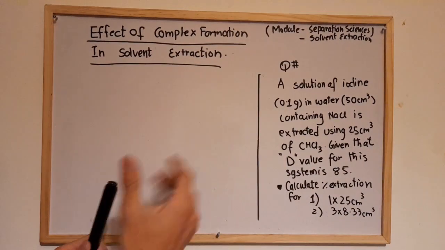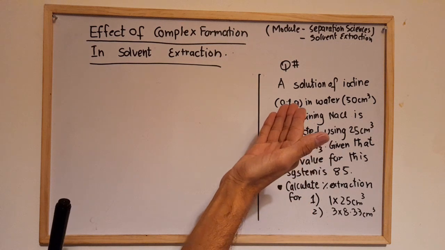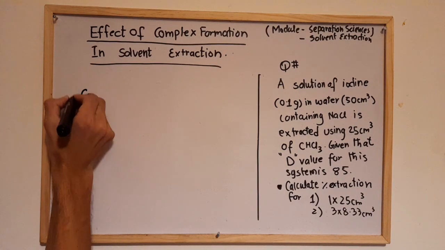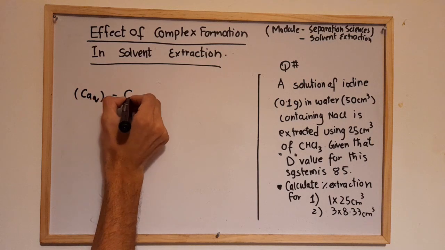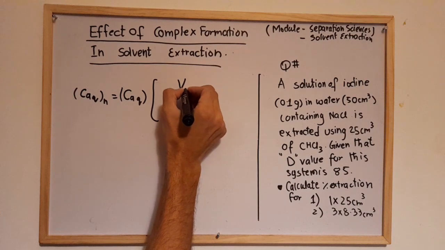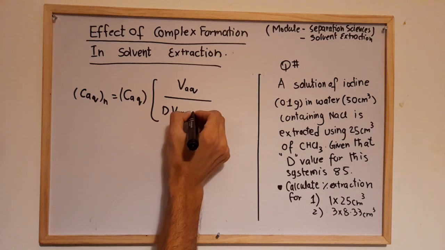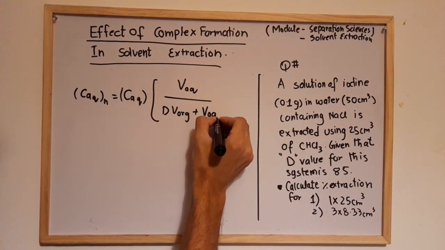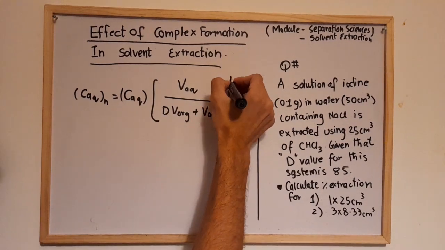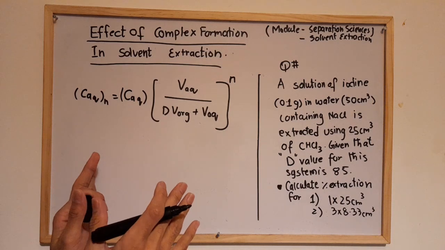So first I will enlist how we can calculate the extraction efficiency. There's a formula: C_AQ^n is equal to C_AQ into (V_AQ over (D V_ORG plus V_AQ)) to the power n. So that's the formula that is being used to calculate the percentage efficiency.